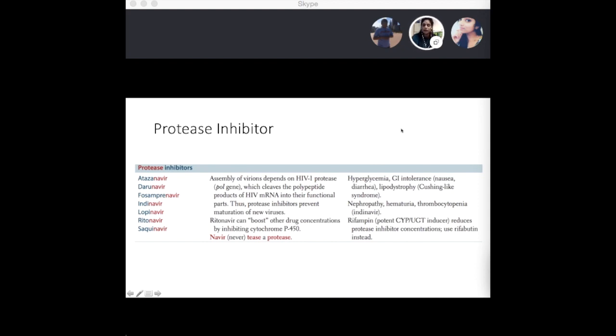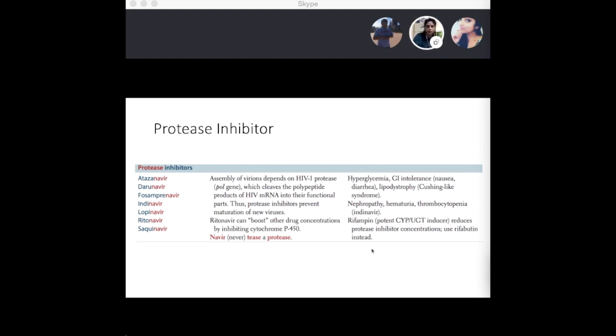And the adverse effects are hyperglycemia, GI intolerance, lipodystrophy, so Cushing-like syndrome, nephropathy, hematuria, thrombocytopenia, indinavir. And then rifampin reduces the protease inhibitor concentrations, so use rifabutin instead. So that would be all of the drugs used in the HAART therapy for HIV.